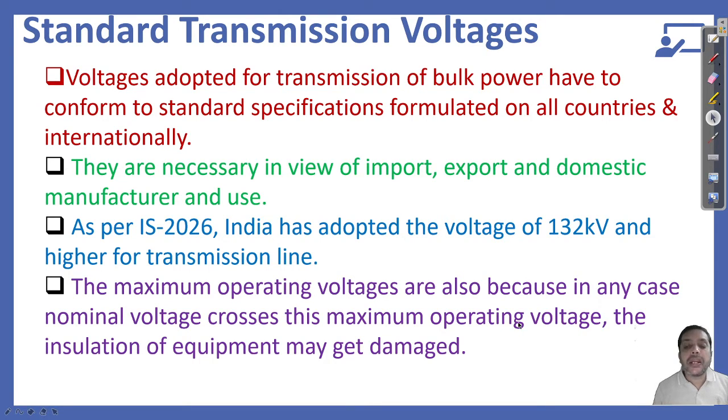The maximum operating voltage is also important. So what is the maximum operating voltage? Suppose we have designed the transmission line for 750 kV, but the equipment must be designed for greater than 750 kV for safety purposes. That voltage is called the maximum operating voltage. So maximum operating voltage is a very important point for designing the equipment required for high voltage and extra high voltage transmission lines.